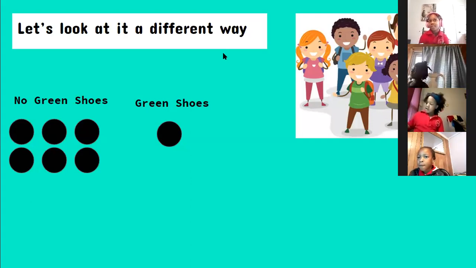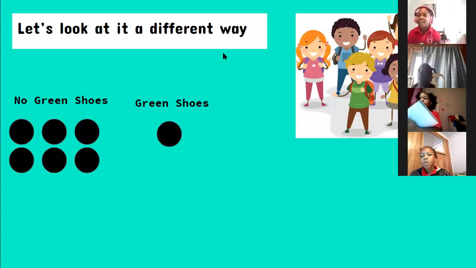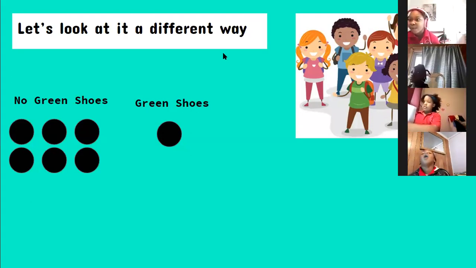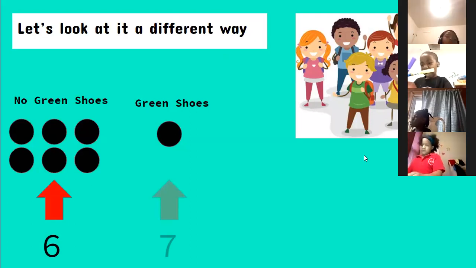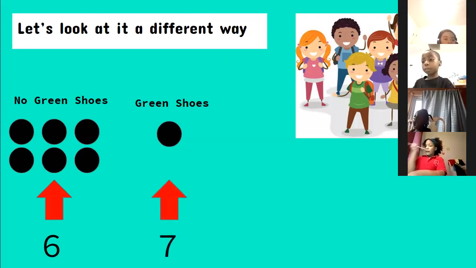All right, perfect. Mackenzie, take yourself off mute. How many green shoes do we see? I see 1. You see 1. Good job, Mackenzie. Let's move on. So we have 6 with no green shoes, and then we have one more for green shoes. So if I have 6 and I add one more, what would that be?